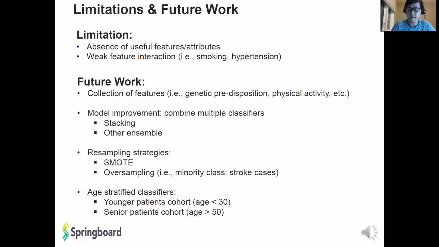In my case, I performed the downsampling, which worked well. And finally, in terms of the model design, instead of building one model, I could build two models, like an age-stratified classifier. What I'm trying to say is to have one model for a younger patient cohort, let's say age less than 30, and another model for a senior patient cohort, older than age 50, for example.